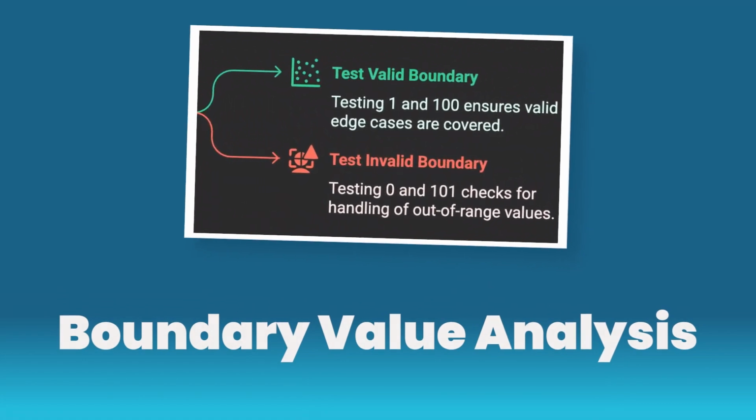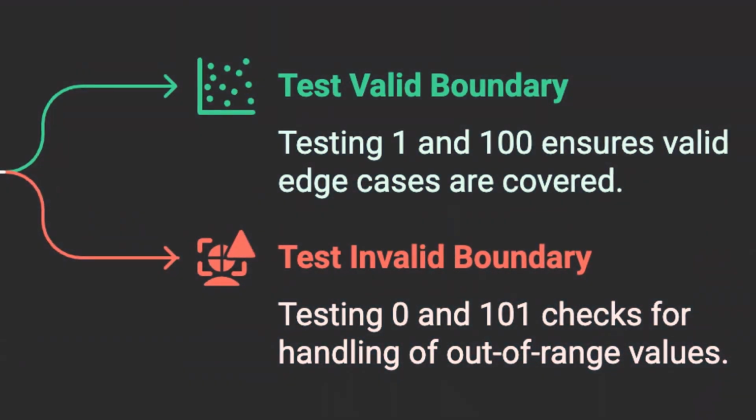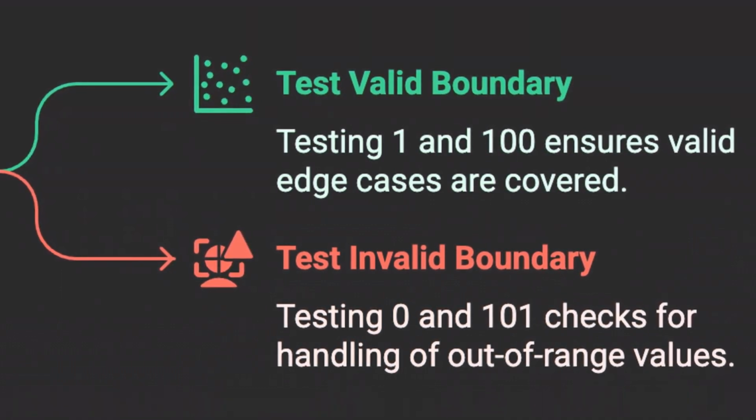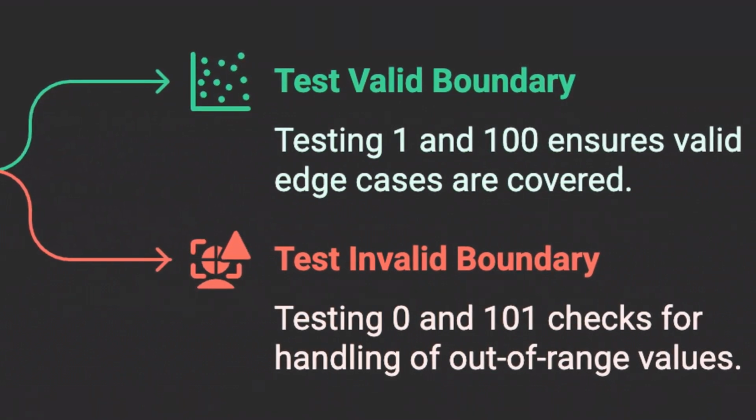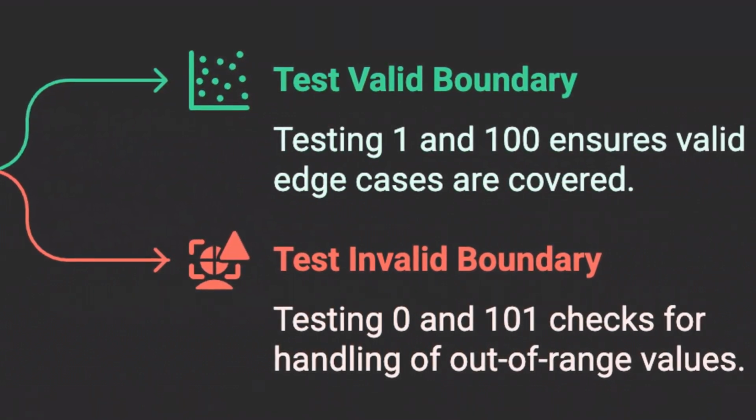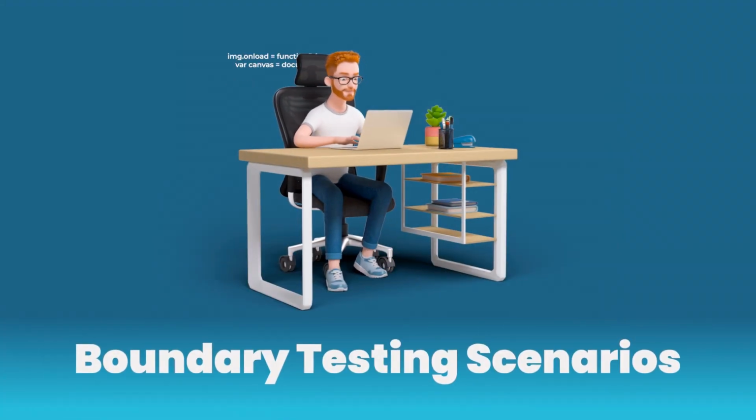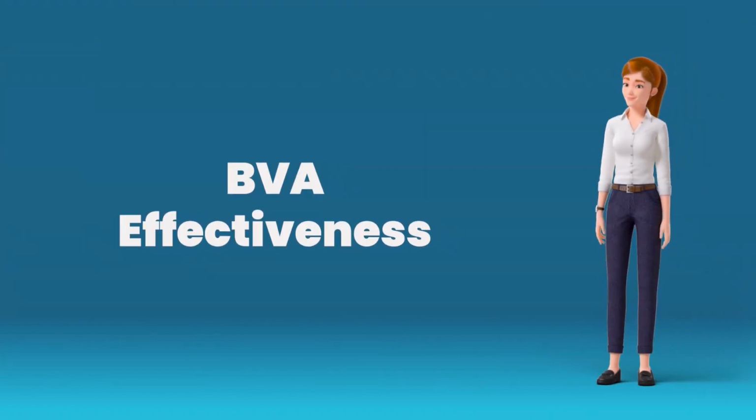What is boundary value analysis? Since defects often occur at boundaries, BVA focuses on testing the edges. Here we test 1 and 100 because they're valid boundaries, along with 0 and 101, which are invalid boundaries. So if a developer accidentally used x greater than 100 instead of x greater than or equal to 100, BVA would catch it? Exactly.